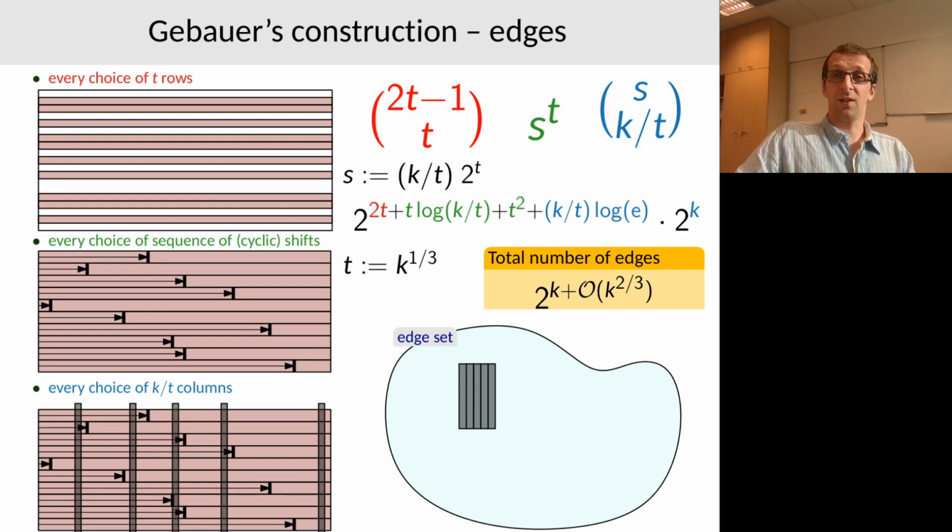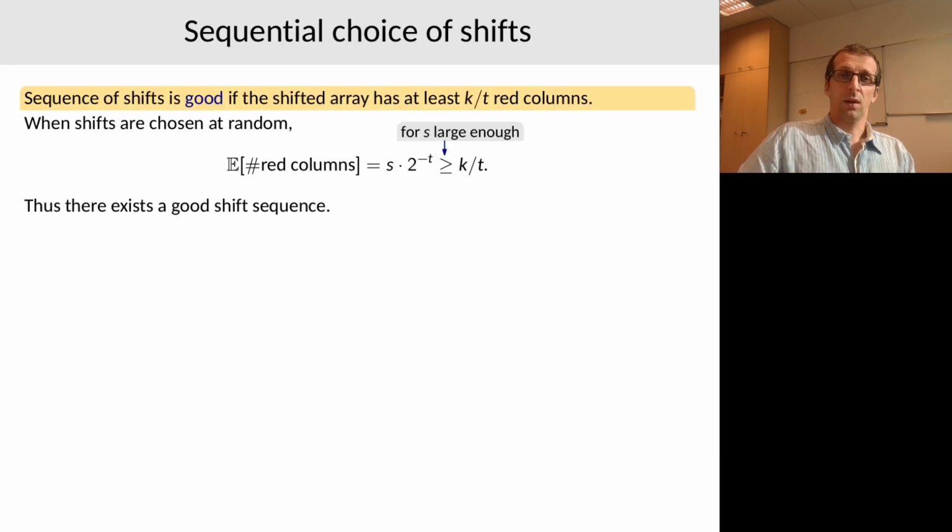So from now on, when discussing colorings of the sub-arrays in stages 2 or 3, we will always assume that it is consistently dominated. And we will also assume that red is the dominating color. The natural first step towards the improvement would be to determine the number of shift sequences that, under a fixed, consistently dominated coloring, produce monochromatic edges. The sequence of shifts is called good if it produces at least k over t red columns.